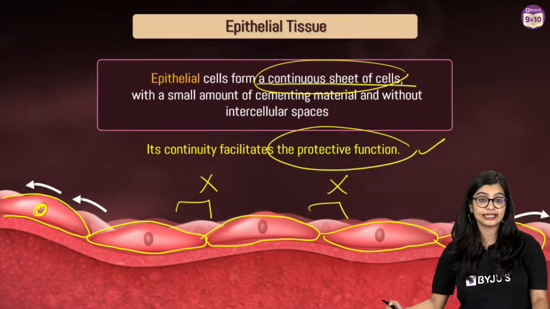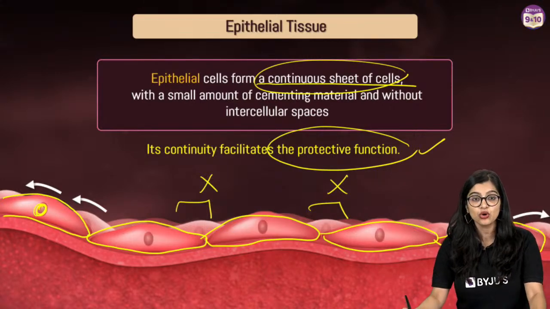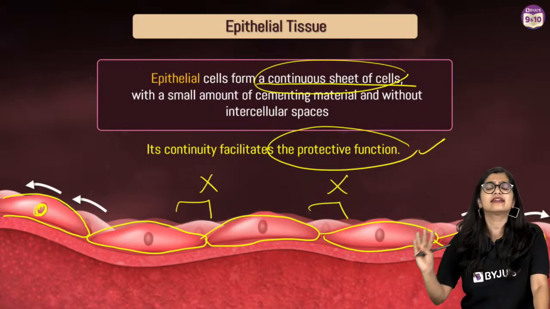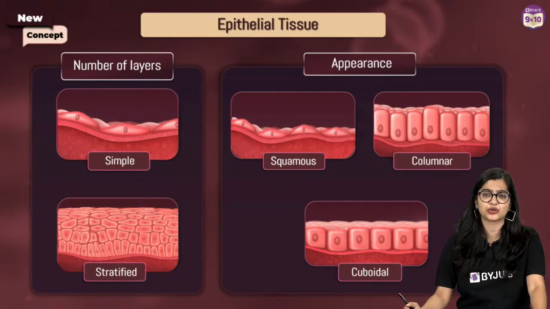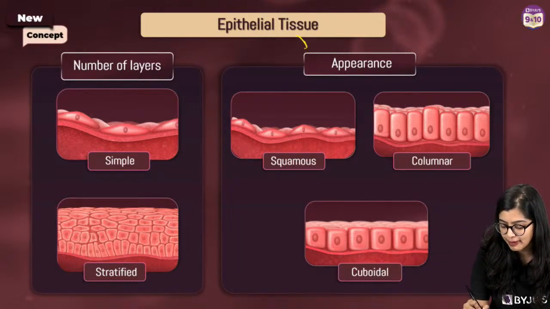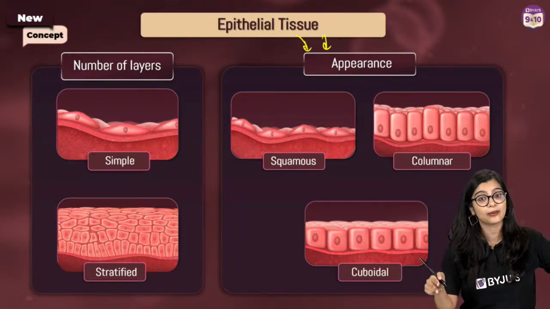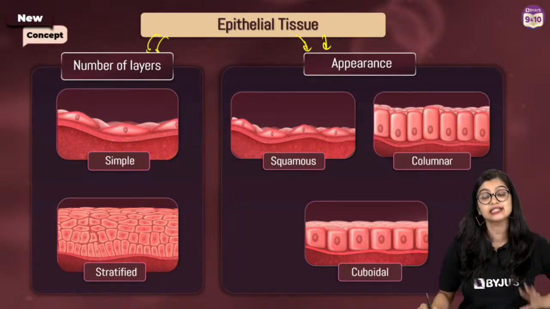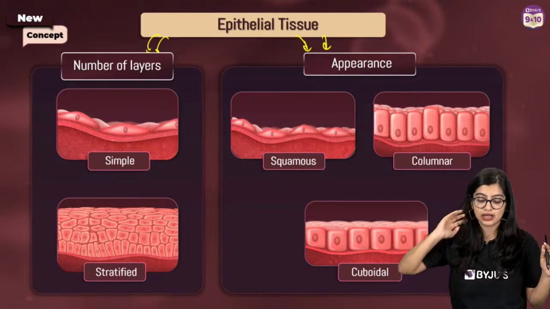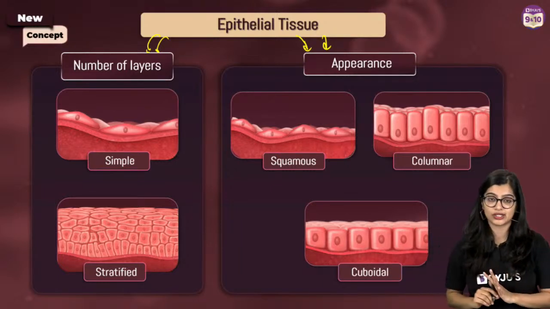Now within our body, there is not just one kind of epithelial tissue, but different types. How can I categorize the different types of epithelial tissue? I can do it in various ways. One is to characterize it based on its appearance, how it looks. The second way is based on its number of layers. So these are two things you have to keep in mind: one based on appearance, second based on number of layers.